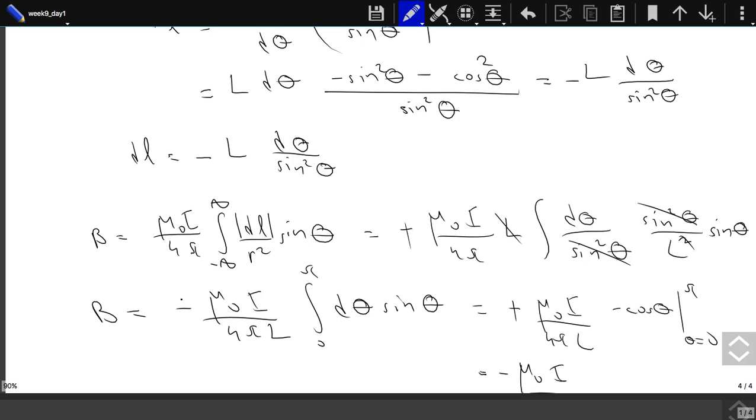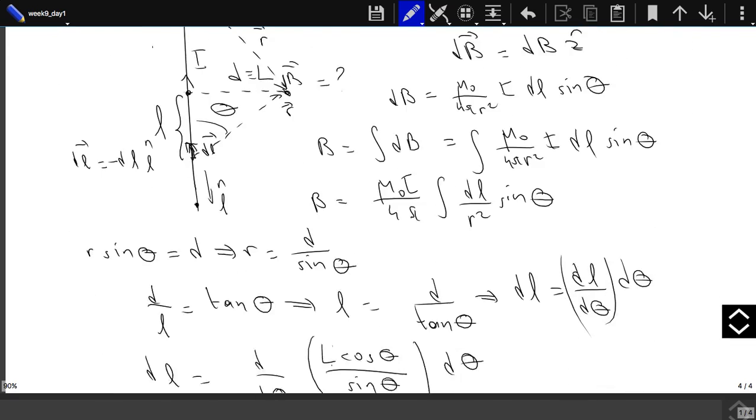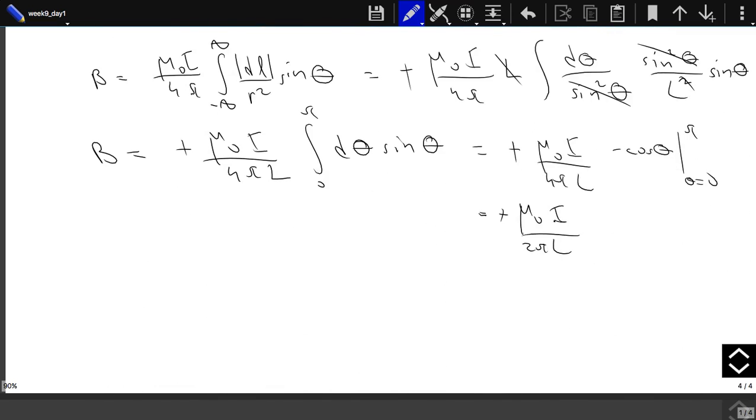Now everything is positive. Well, it wasn't a wise choice. I should have started with choosing the L to be the upward direction, choose this dL over here, then I wouldn't have this problem of the sign. But what we are doing is correct. So this is the total magnetic field at the end. B is mu 0 I over 2 pi L in the z direction.